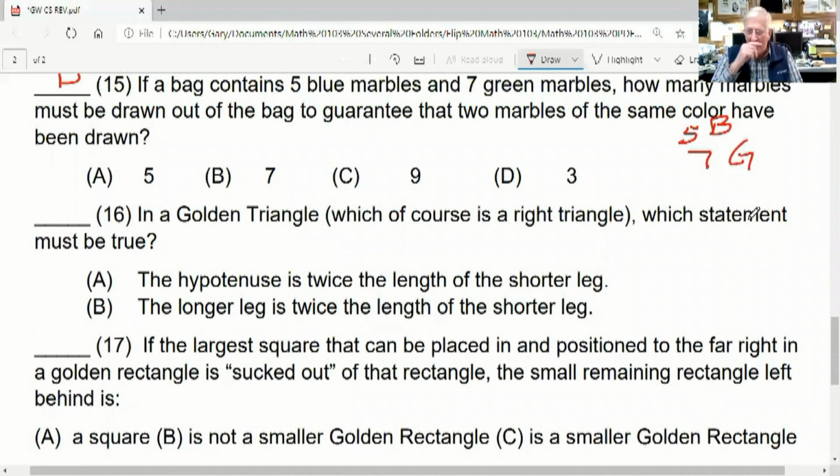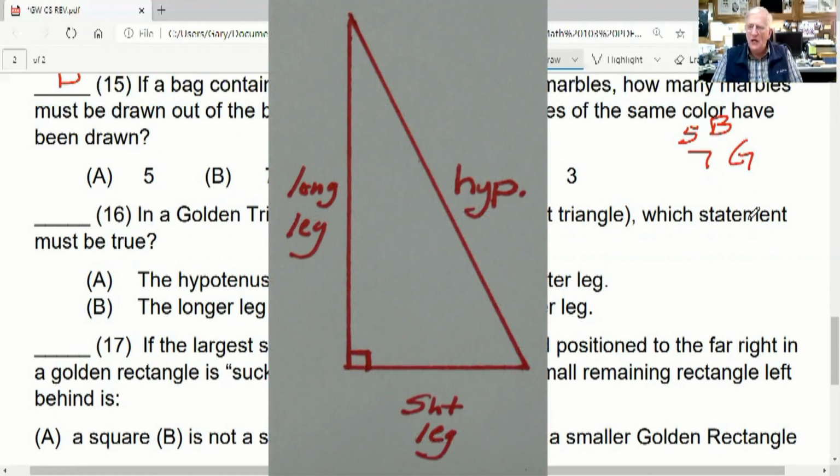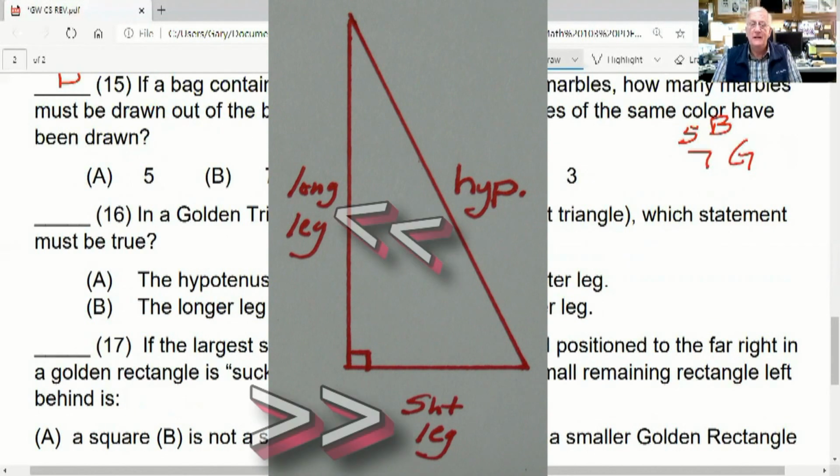16. In a golden triangle, which of course is a right triangle, which statement must be true? The hypotenuse is twice the length of the shorter leg, or the longer leg is twice the length of the shorter leg?